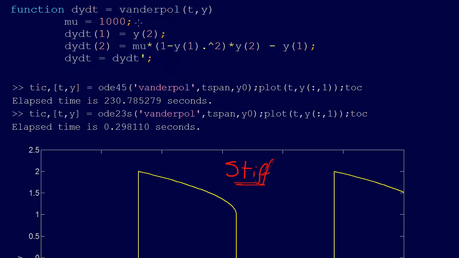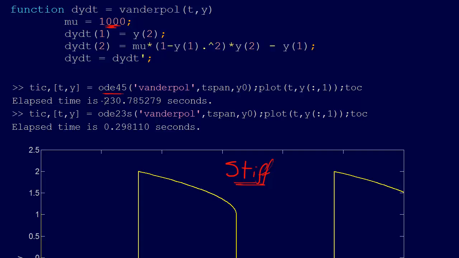The function is just dy dt equals y2. So this is a second order ordinary differential equation, but we can rewrite it as two first orders coupled. And so we do that. dy dt1 is equal to y2, and dy dt2 is equal to mu times (1 minus y1 squared) times y2 minus y1. Okay, what's the point? Well, you adjust the stiffness by changing this parameter.